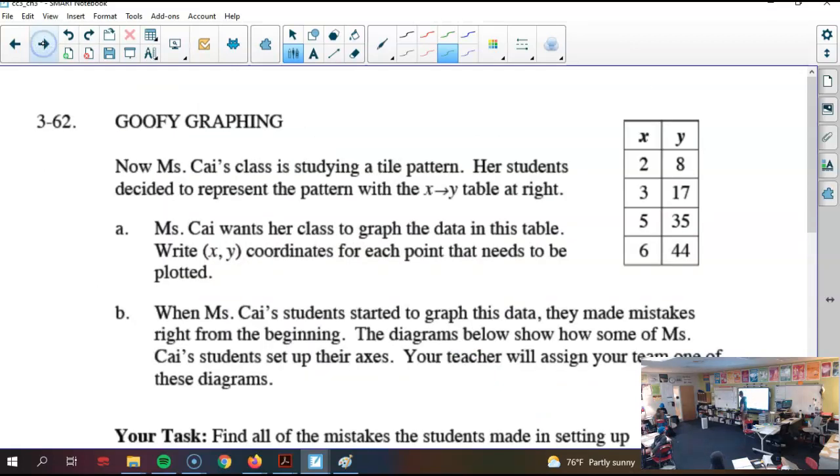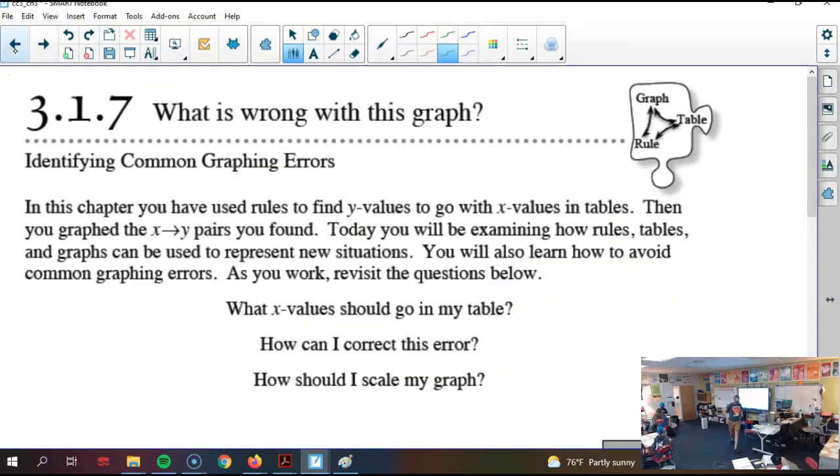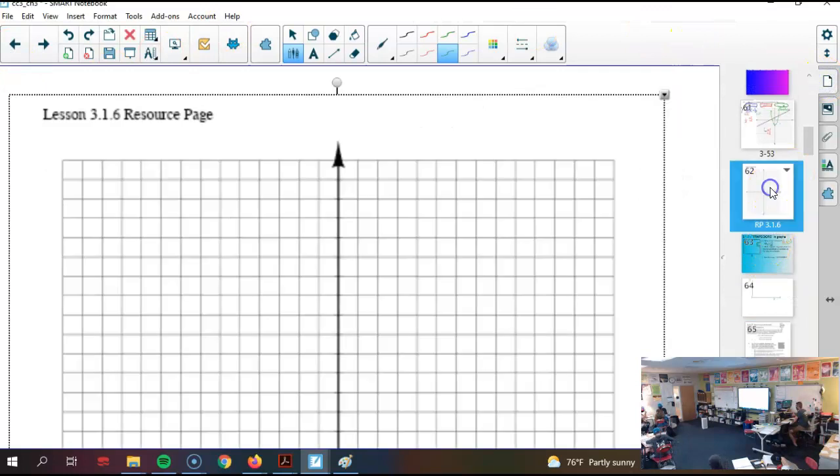I think I got lost. I had a thing in here, but I think I put it in the wrong place. Aha.